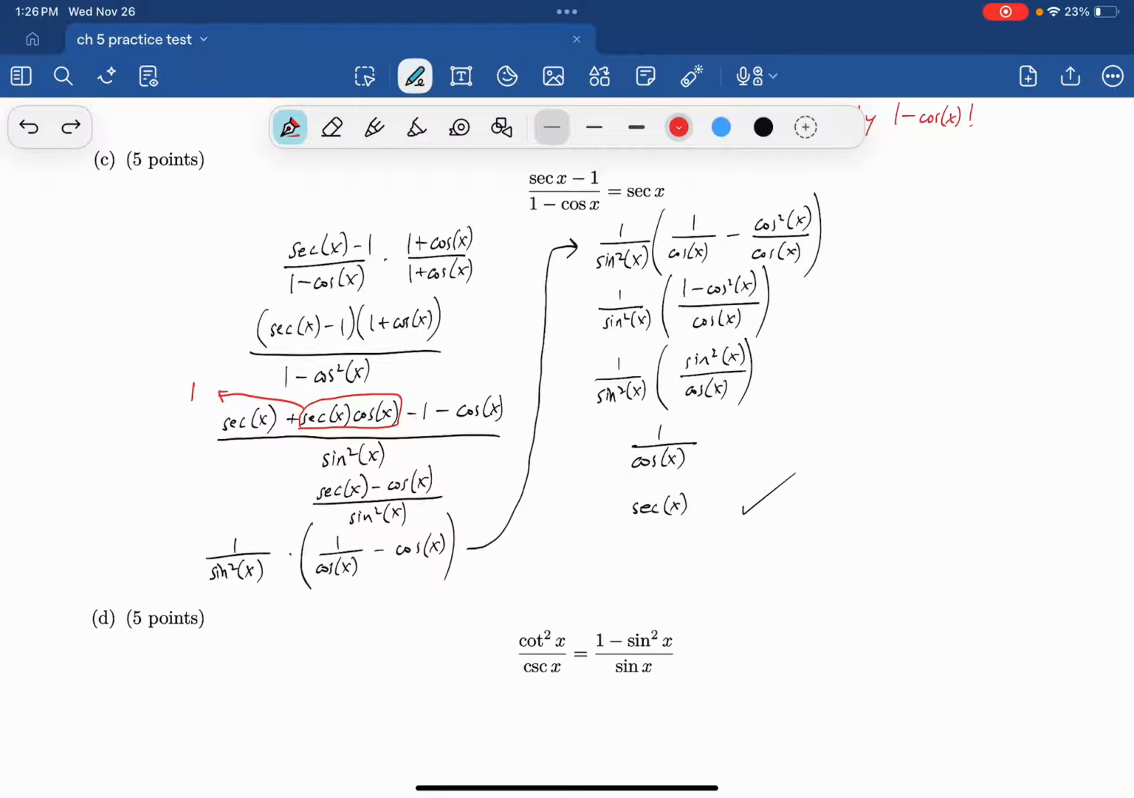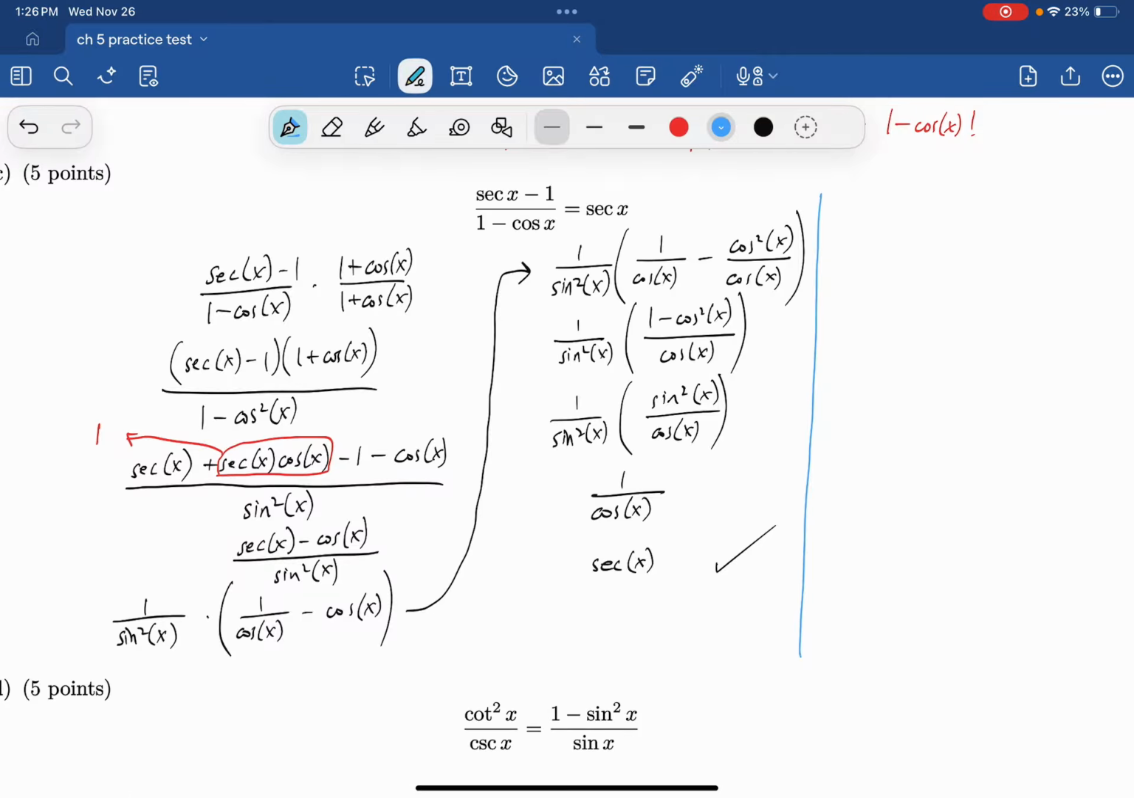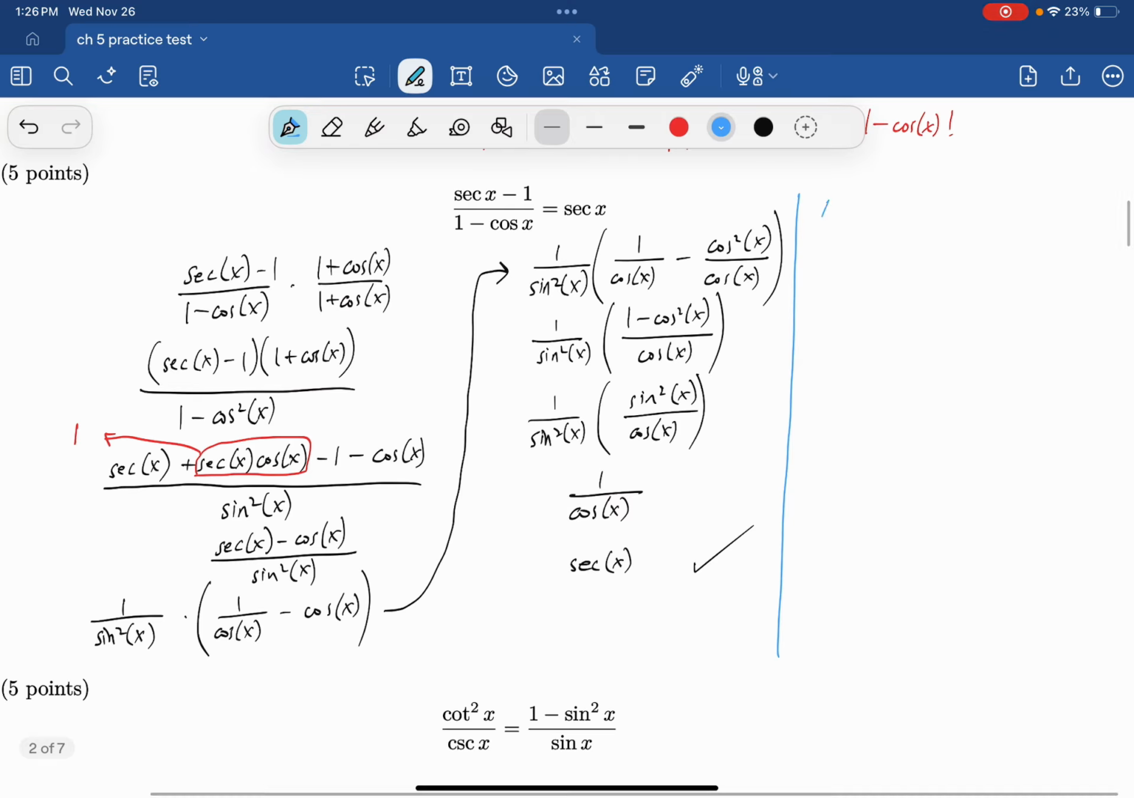Actually, now that I think about it, there's also an easier way. I'll do over here another way. What you could have also done is simply convert the secant to a 1 over cosine as the first step. Does that work? Yeah, that's actually a much easier solution.